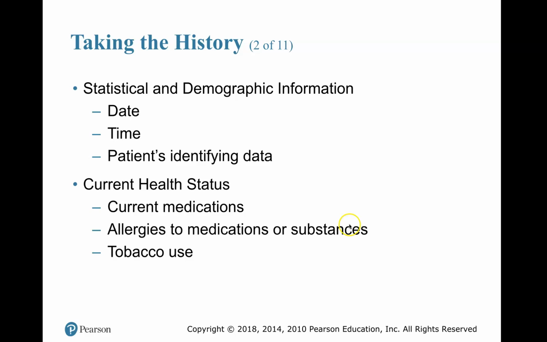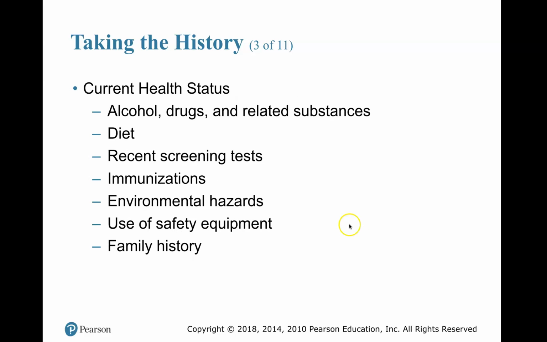Okay? Current health status. What medications are they taking? Are there any allergies to medications or anything else? Are they using tobacco? Are they using alcohol, drugs, or related substances? What's their diet like? Recent screening tests, immunizations, environmental hazards, use of safety equipment, and a family history.